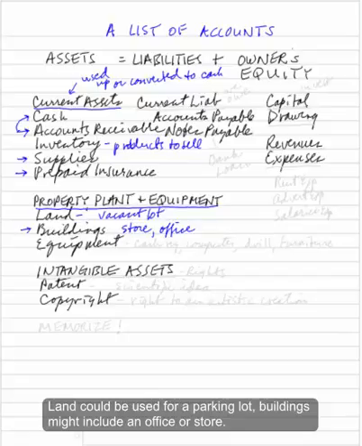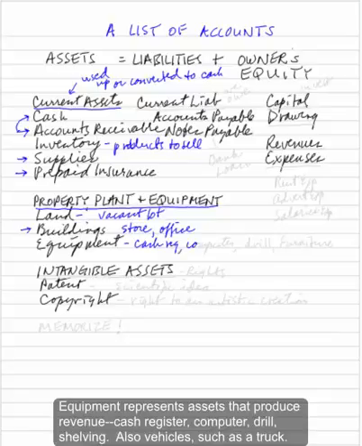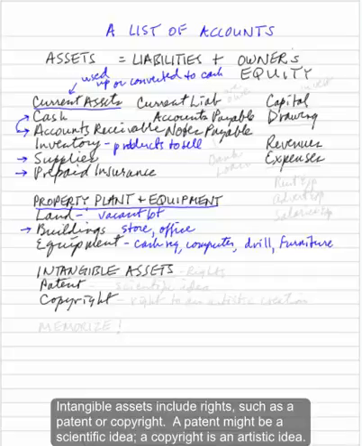Equipment would be things like a cash register, a computer, a drill, or what else? Perhaps something that you put your products on, like furniture, like shelving, for example. And then finally, way at the bottom of the balance sheet, we have something called intangible assets. These are usually rights, a right to do something.